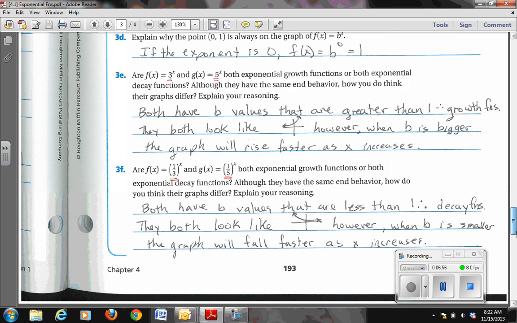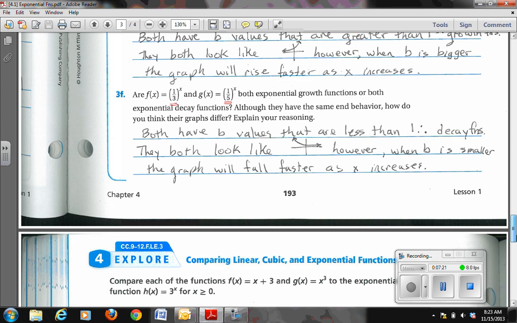Okay, part E, it asks you to compare 3 to the x and 5 to the x. Well, both 3 and 5 are values of b that are bigger than 1, so both of them are going to be exponential growth functions. They both get bigger, they both go up to the right. However, because 5 is a bigger number than 3, it's going to go up even faster than the 3 to the x function.